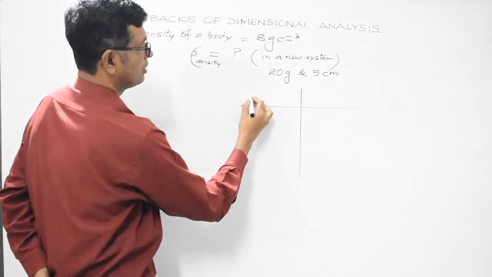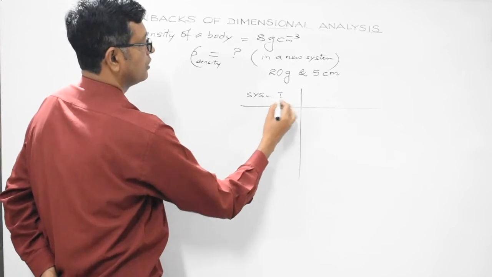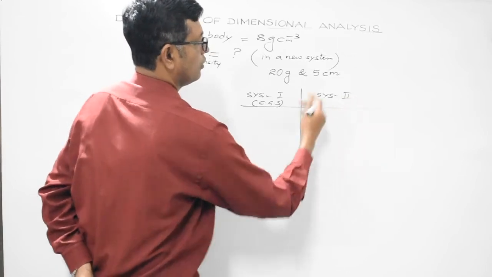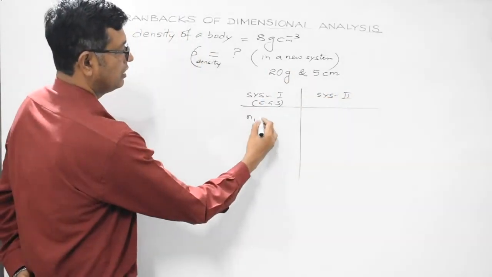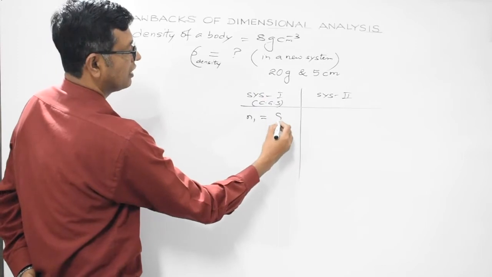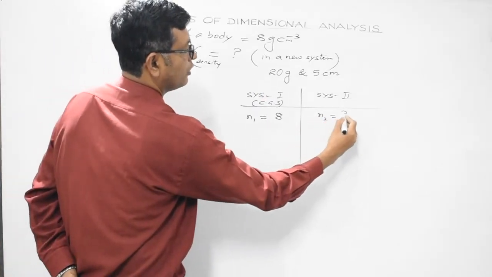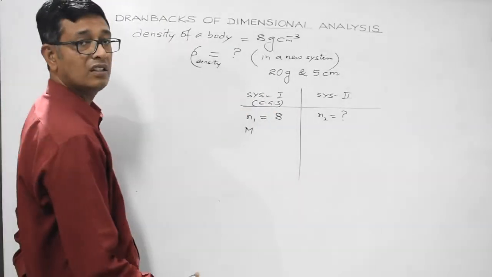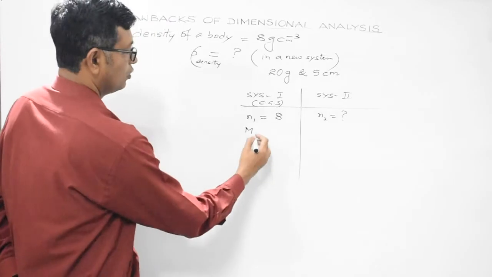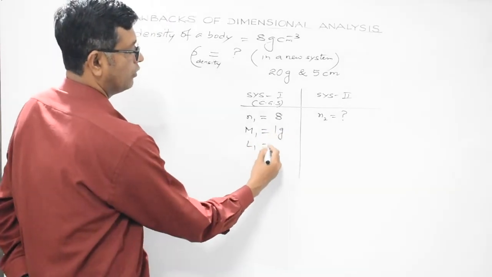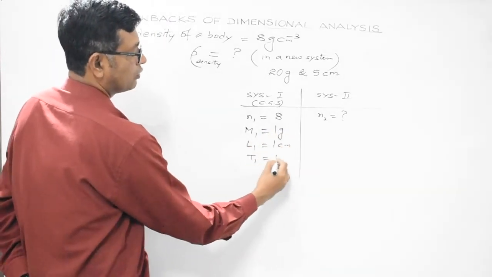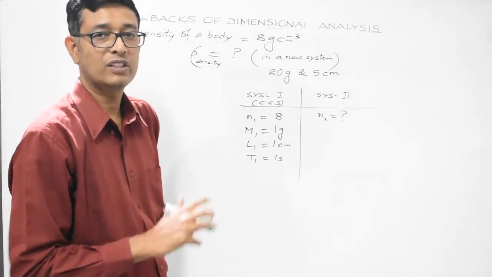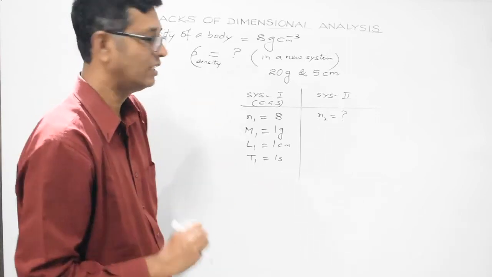So, this is system 1, which in this case is CGS. This is the new system, system 2, which we are not aware of. In the CGS system, the numerical value of the physical quantity is 8. In the new system, the numerical value is to be found, right? Here, in the CGS system, the basic units are gram, centimeter, second. So M1 is 1 gram, L1 is 1 centimeter, T1 is 1 second. Time we don't require because density is independent of time. So the dimension of time is 0, right? So we don't require it.